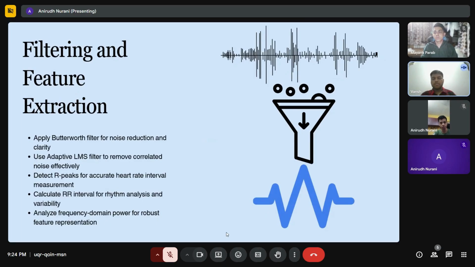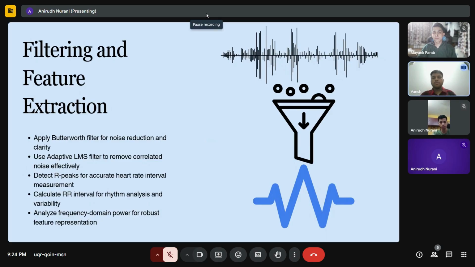Third up is feature extraction. Once the signal is clean, MATLAB detects R peaks, the sharp spikes of each heartbeat, and calculates the RR interval between them, which represents the time difference between consecutive peaks. We also calculate the spectral energy in the range of 5 to 15 Hz corresponding to the QRS region. These two parameters, the mean RR interval and spectral energy, form our feature vector.